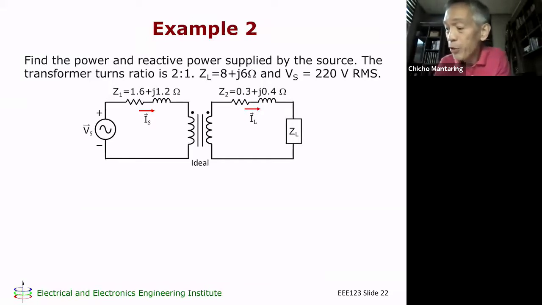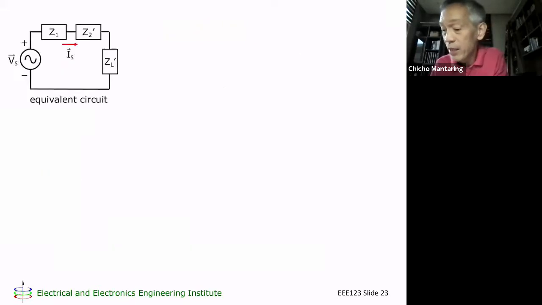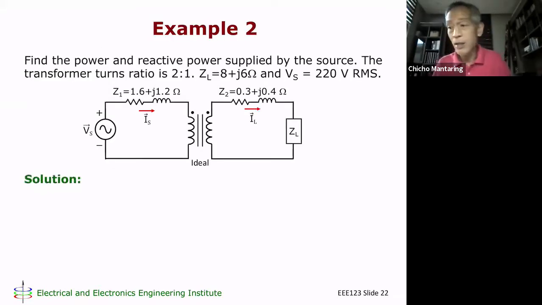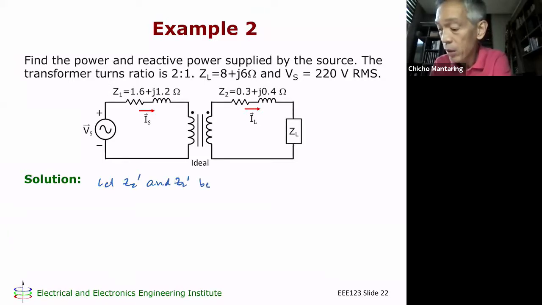Okay, so what you want to do is simplify the computation of this. So I'm going to refer all of these impedances to the primary. How do I do that? Let Z2 prime and ZL prime be Z2 and ZL referred to the primary.